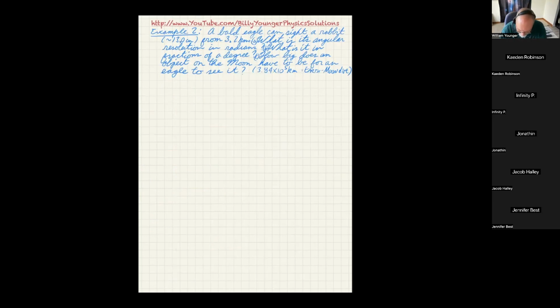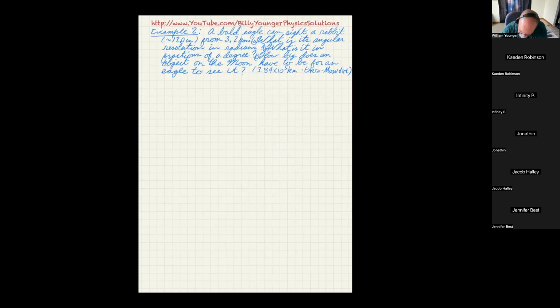I want to know what is its angular resolution in radians. What is it in fractions of a degree? So this is where I'm going to take the opportunity to show you that arc minutes is a 60th of a degree, and arc seconds is a 60th of an arc minute, which is a 3600th, of course, which is also a 3600th of a degree. So I'm going to use that.